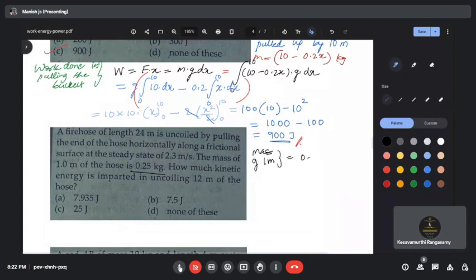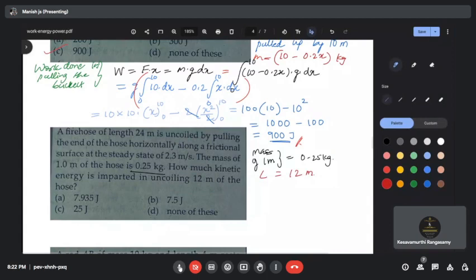Of the hose is 0.25 kg. That's given. Apart from that, the total length of the hose, for us here, you need to uncoil only 12 meters. So that is the length that we would consider. For solving, you would not consider 24 meters. You would only consider 12 meters because you need to find out kinetic energy for only uncoiling half of it, not the entire hose. So the length for us is 12 meters for uncoiling.